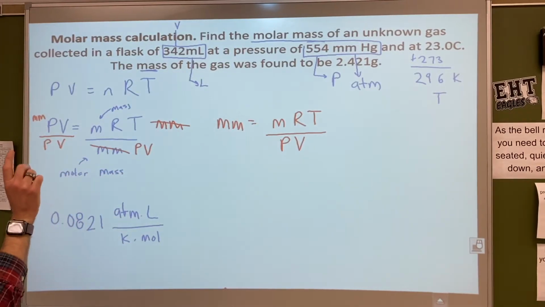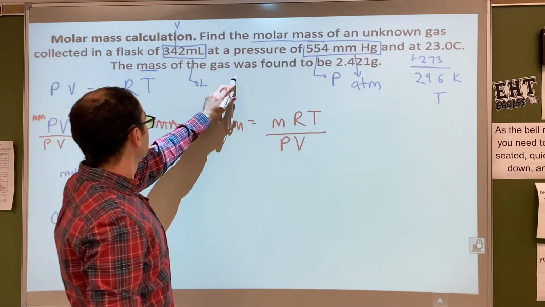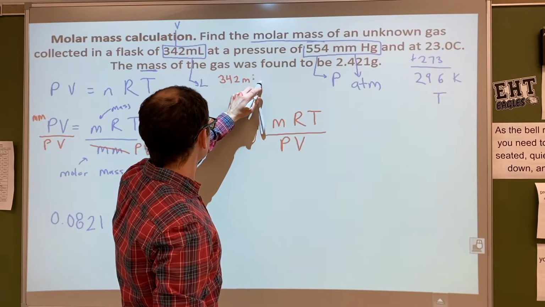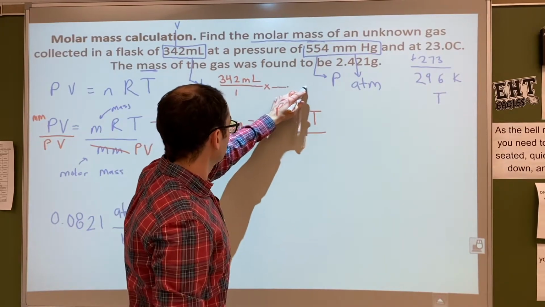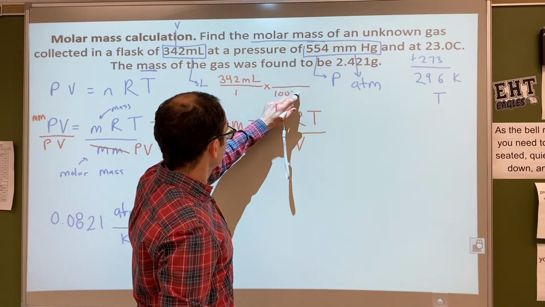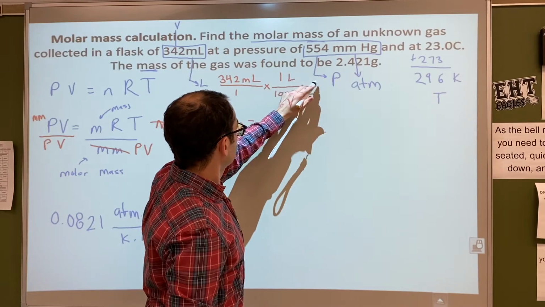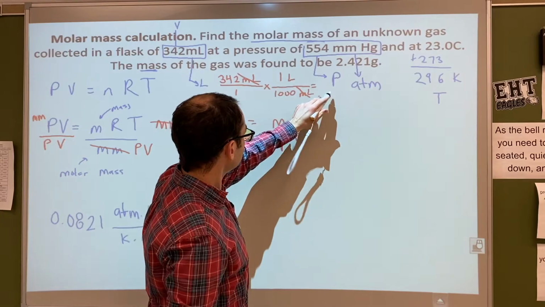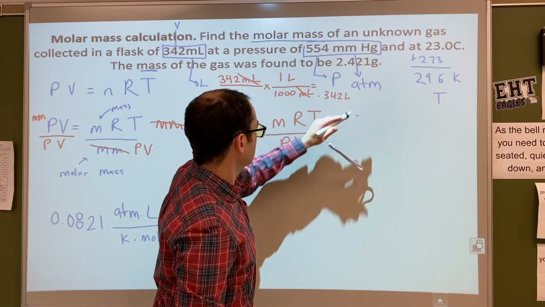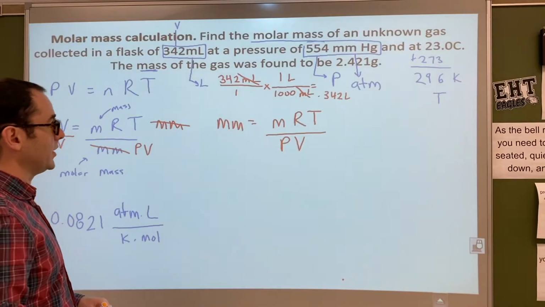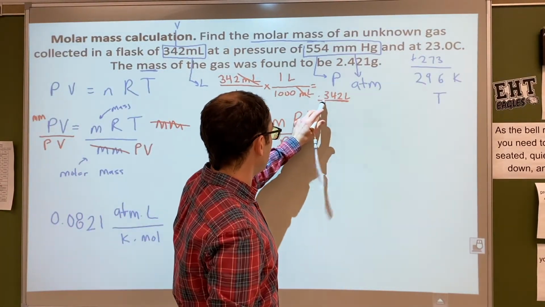The next thing I'm going to do is start writing in these conversions. So this is 342 milliliters. We need to convert that into liters, so we're going to divide by 1,000. That gives us 0.342 liters. When we're doing quizzes and tests, make sure you show that work, because you get points for showing that work. So that's our volume now.